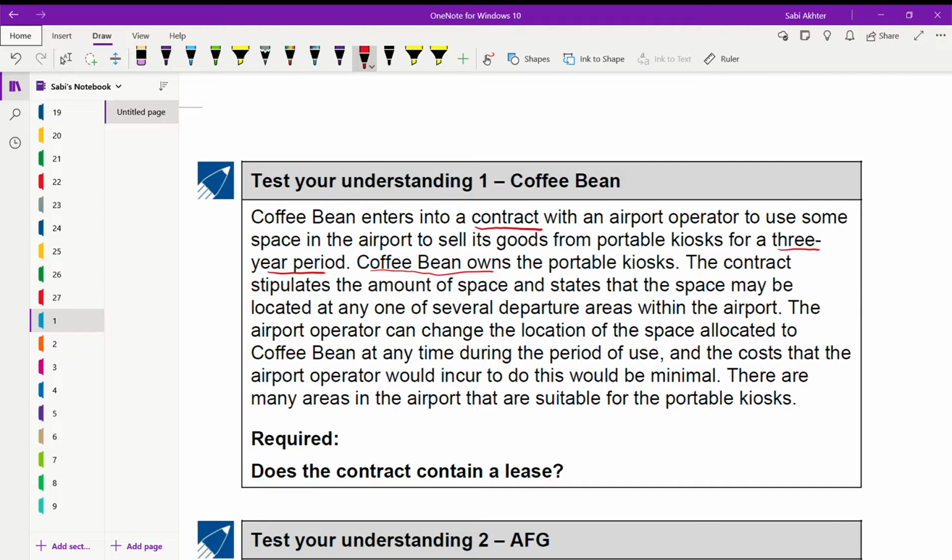The contract stipulates the amount of space and states that the space may be located at any one of the several departure areas within the airport. The airport operator can change the location of the space allocated to Coffee Bean any time during the period of use, and the cost that the airport operator would incur to do this would be minimal. There are many areas in the airport that are suitable for this. Does the contract contain a lease?